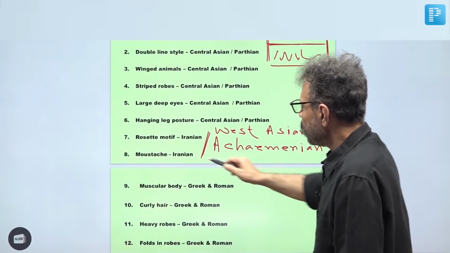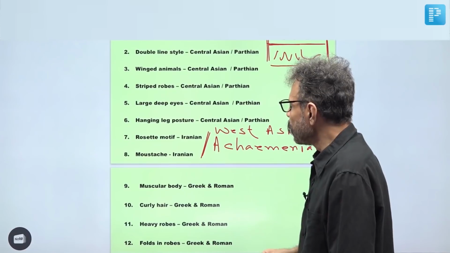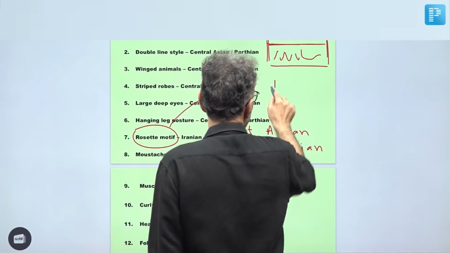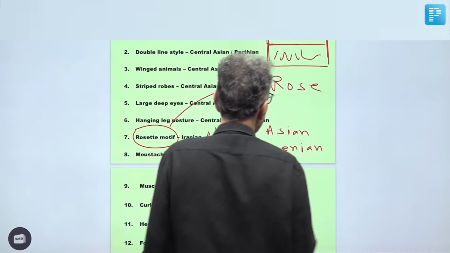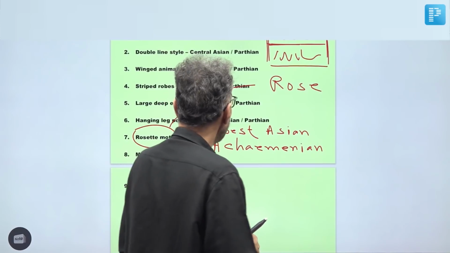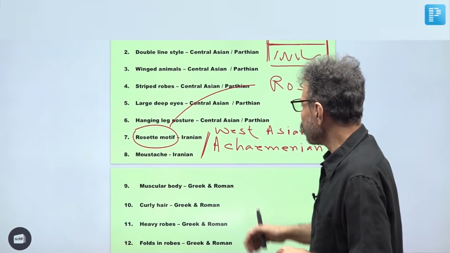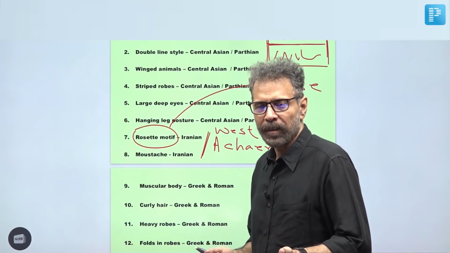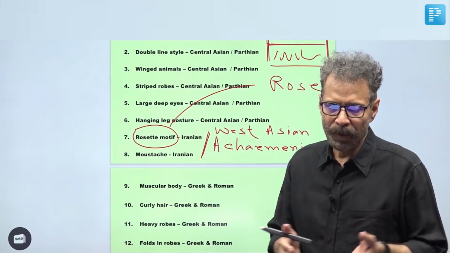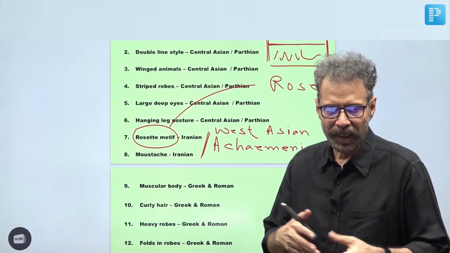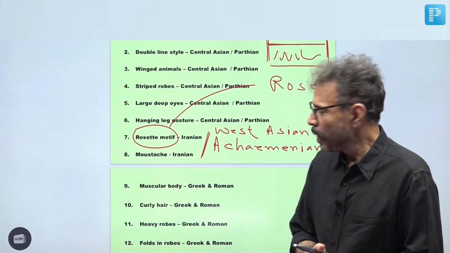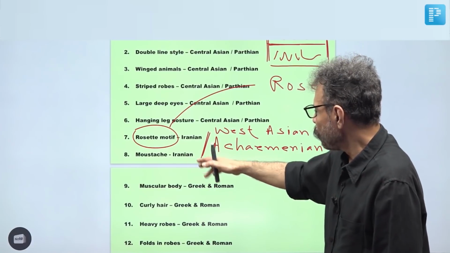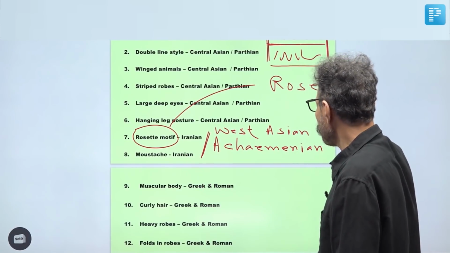Then number 7 is rosette motif. Rosette motif refers to a rose-like flower motif for decoration. This is Iranian or West Asian or Achaemenian. Next is mustache. In many figures you find a mustache. This is also very unique because in Indian style this was not used during those days. So the figures with mustache show foreign influence, that is Iranian.